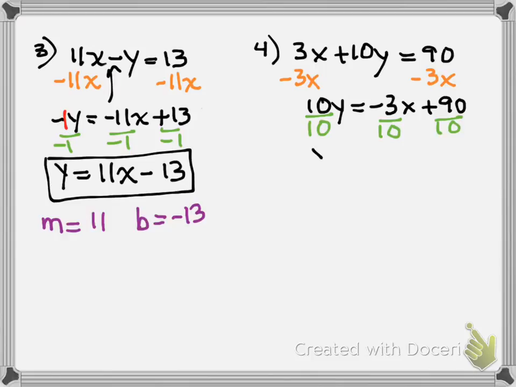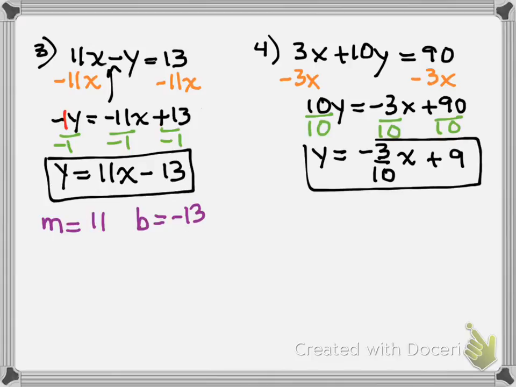So that gives me y equals, signs are different, so I get a negative 3/10, and then the x opposite the fraction bar. And then 90 divided by 10 is 9. Okay. And again, if I wanted to figure out the slope, I'd look in front of the x and get negative 3/10. If I want to figure out the y-intercept, I'd look after, and I get 9.